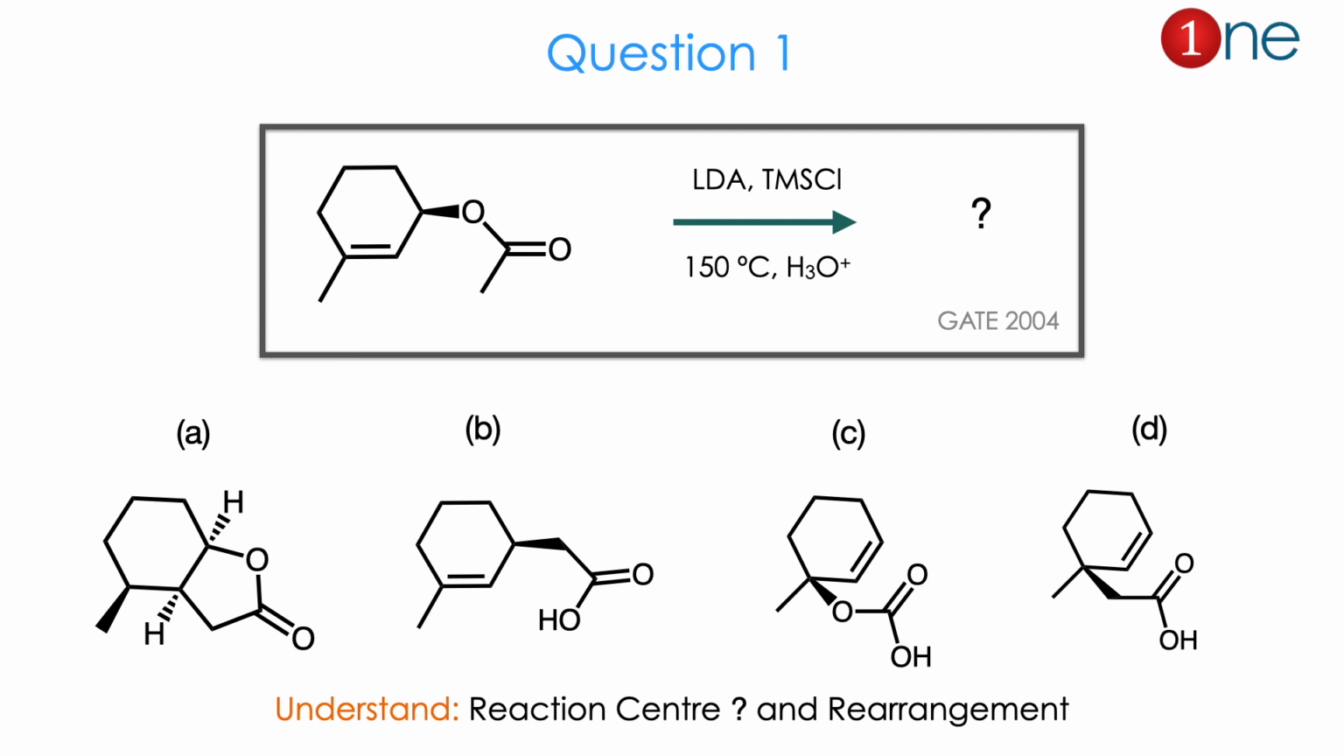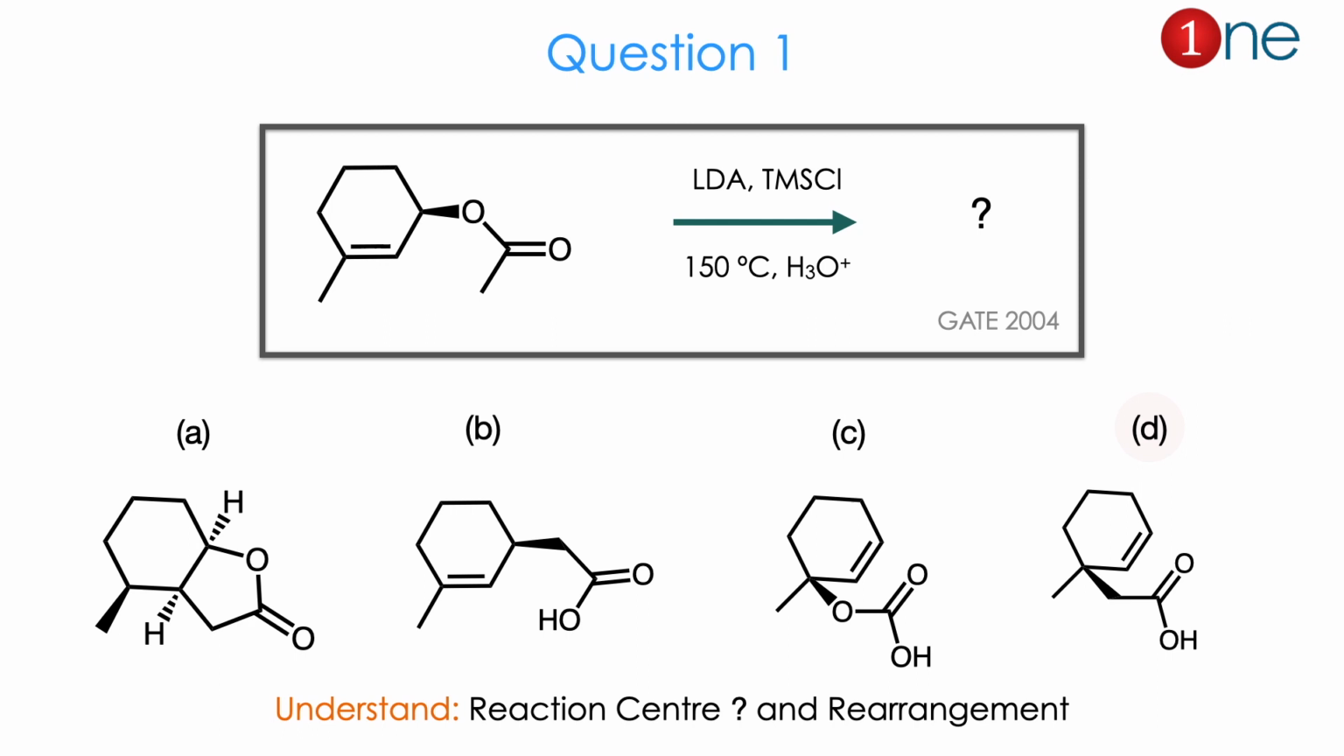Let us see question number 1. The starting material contains a cyclohexane with one alkene, which is the ester of the acid group, which is above the plane. You are using LDA and TMS chloride, then heat and hydrolysis. Here 4 products are given.